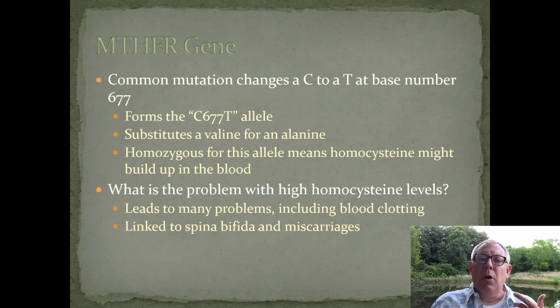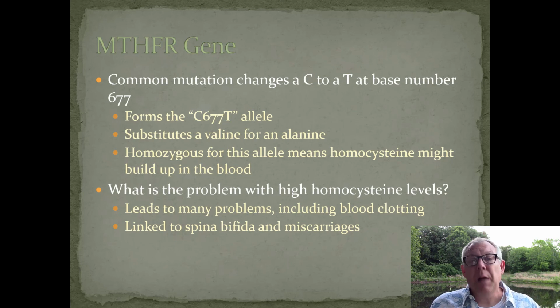And people who are homozygous for this C677T allele have homocysteine that builds up in their blood. Remember that this is an enzyme that breaks down homocysteine. And so if you're homozygous, if you have 2 copies of this allele, you do not break down homocysteine very well. Well, big deal. Who cares?